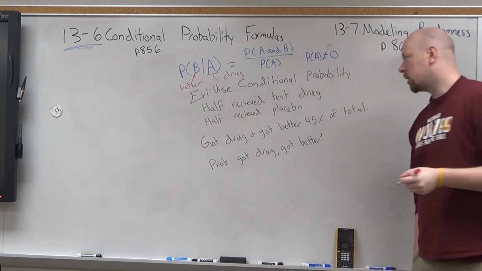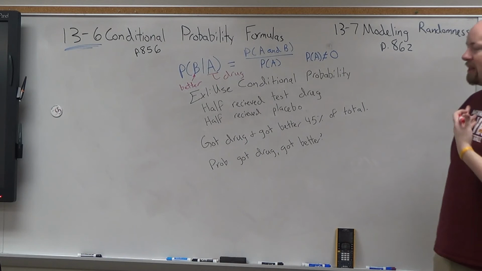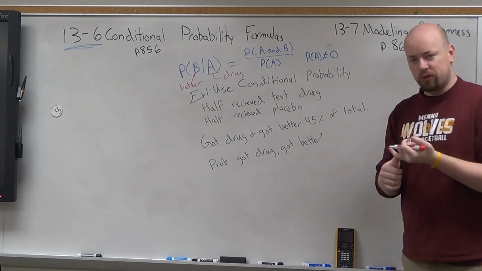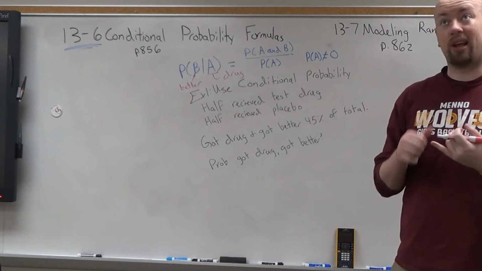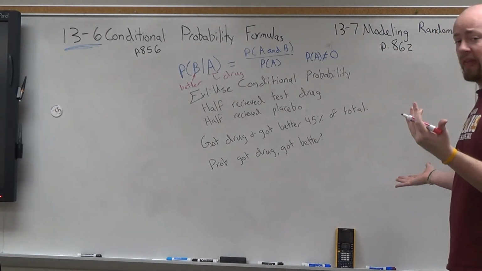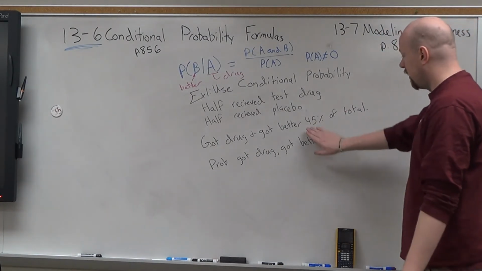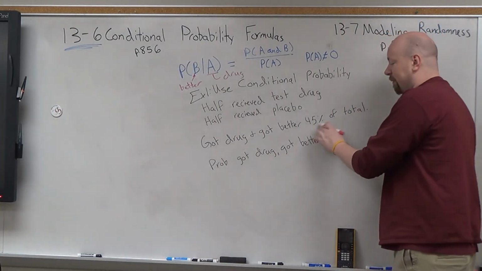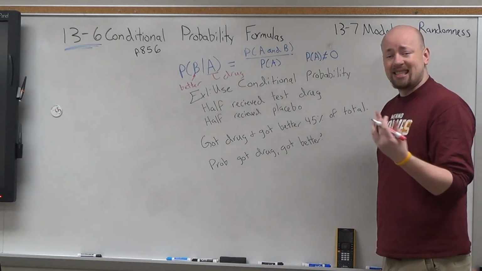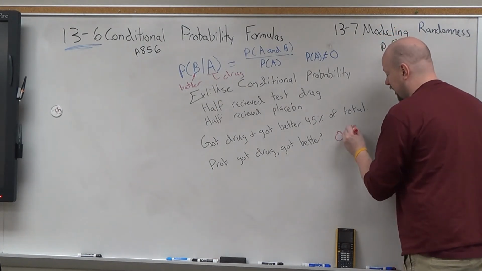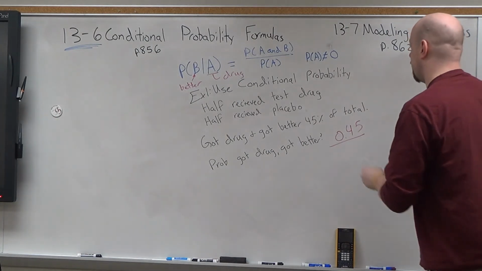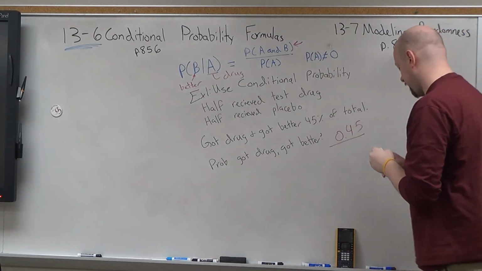So, because A has to be the event that happens first. So, the probability of A and B was when they got the drug and they got better. So, what would that be in this case? Well, they got the drug and got better, that'd be 45%. Now instead of writing 45% as 45%, I'm just going to write it as a decimal. So that would be 0.45. So that would be that one, A and B.